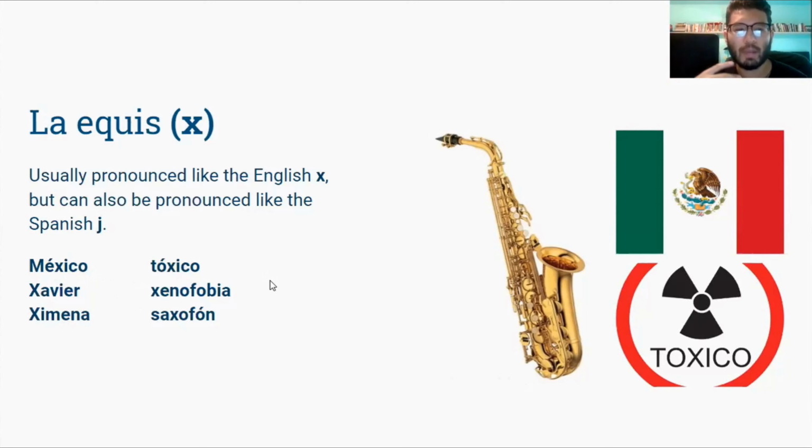I guess just remembering and being able to recall the pronunciation of these words. Again, it's not very common to see the letter X in the Spanish language. So little by little, we will be able to recall and remember when the letter X is pronounced like an English X and when it is pronounced like an English H.